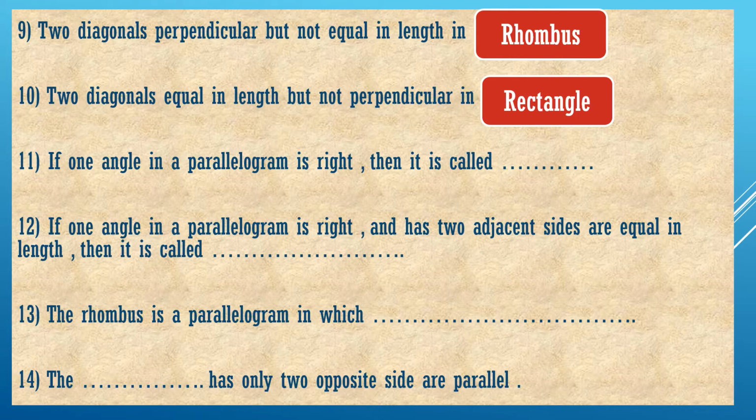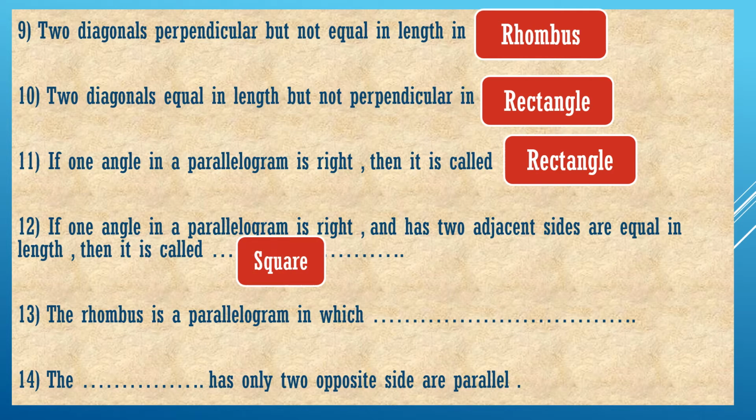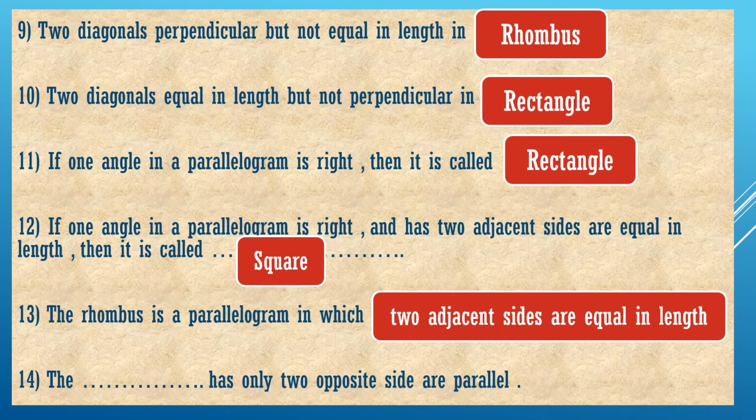If one angle in a parallelogram is right, then it's called a rectangle. If one angle of a parallelogram is right and two adjacent sides are equal in length, then it's called a square. The rhombus is a parallelogram in which two adjacent sides are equal in length. But if the polygon has only two opposite sides parallel, it's called a trapezium.